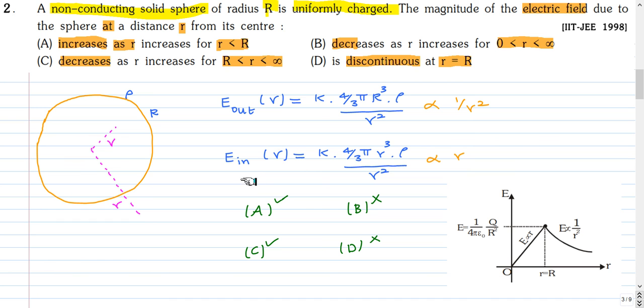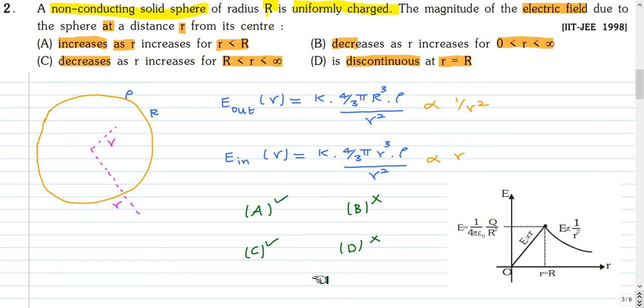Electric field at a point inside is K into the charge which is present inside, that is 4 by 3 pi r cube into rho, divided by r square. So it's proportional to r. We can also get this result by using Gauss's law. So these are standard results. The variation of electric field as a function of r will look like this. It will linearly increase from 0, at r equal to 0, to the surface of the sphere, and after that it will go down as 1 by r square.